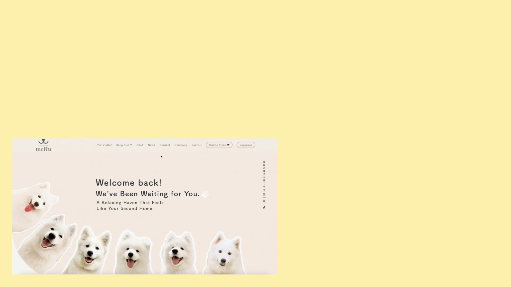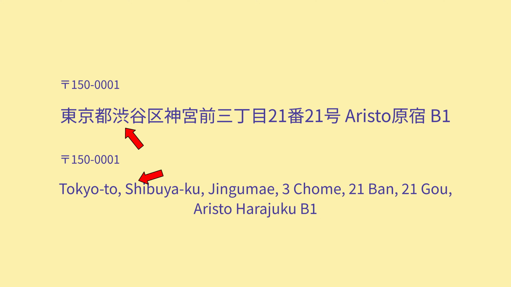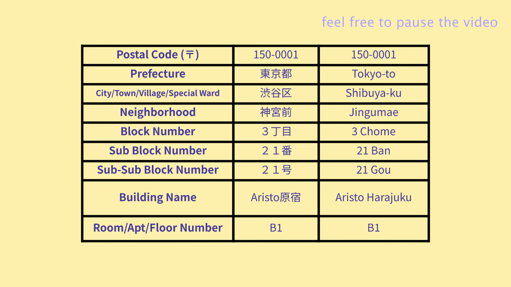Here is the address to the Samoyed Cafe in Tokyo. Tokyo-to, Shibuya-ku, Jingu-mae, 3 chome, 21番、21号、アリスト原宿 B1. In the table on the screen, I've broken down the address into administrative divisions. Unlike the West, which goes from smallest division to largest, when an address is written in Japanese, it starts from the largest division to the smallest. We're going to ignore the postal code for now.